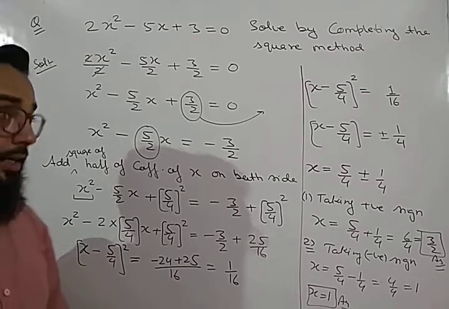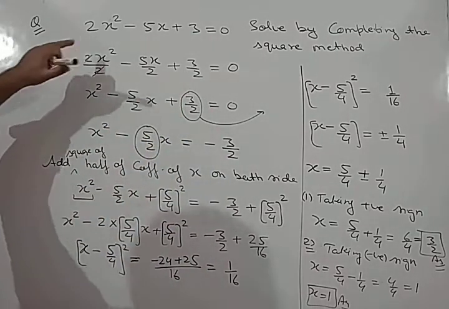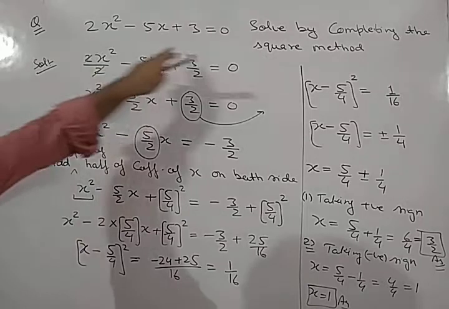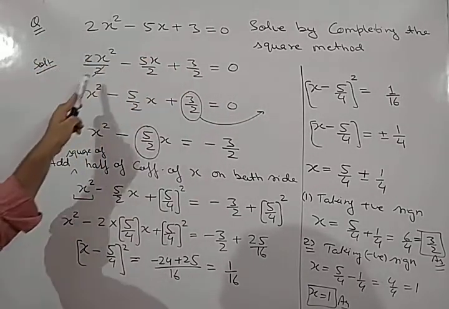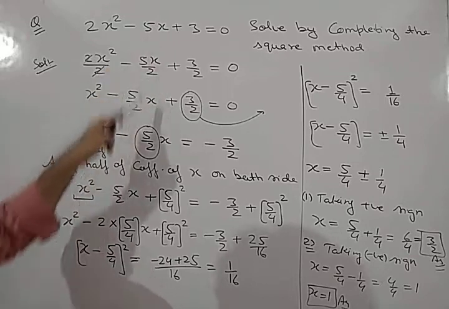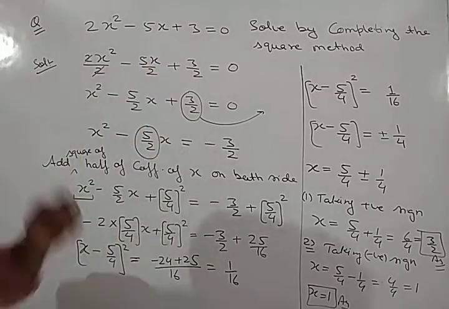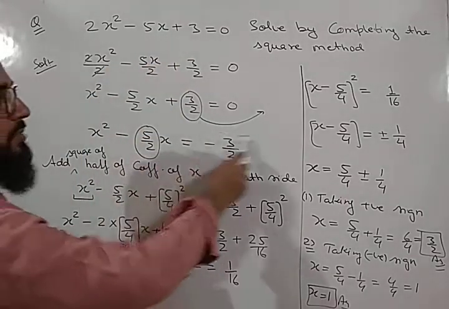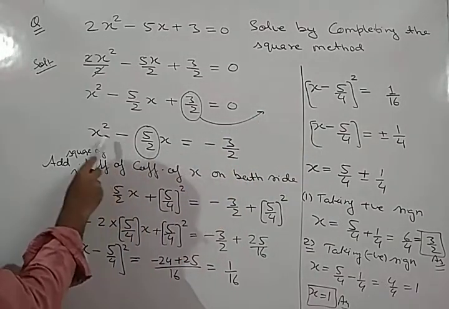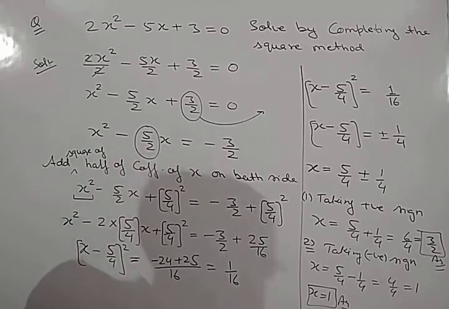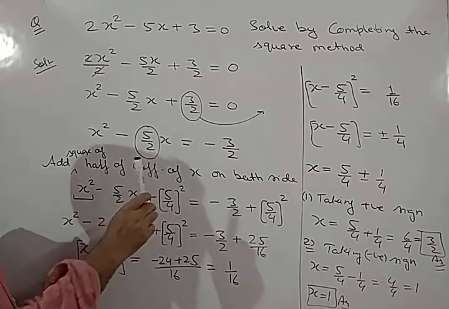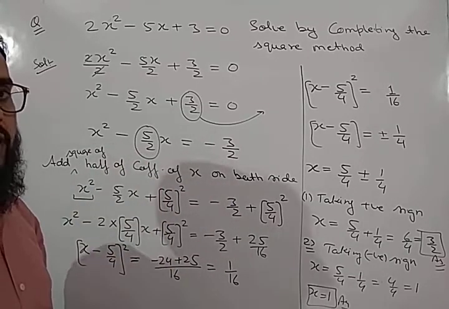Understood? Let us discuss it once again. The first step is we have to divide the whole equation by the coefficient of x square. So we have divided this whole equation by 2. We get this equation x square minus 5 by 2 x plus 3 by 2. Then the second step is we have to take the constant term to the right hand side. So we will get x square minus 5 by 2 x equals minus 3 by 2. Then we have to add the square of half of the coefficient of x.